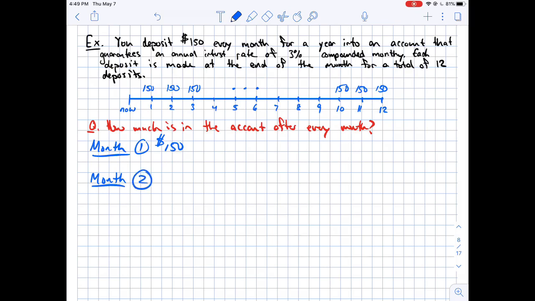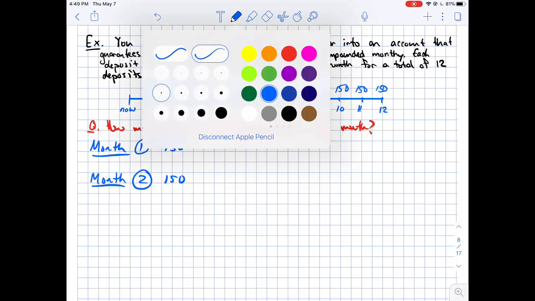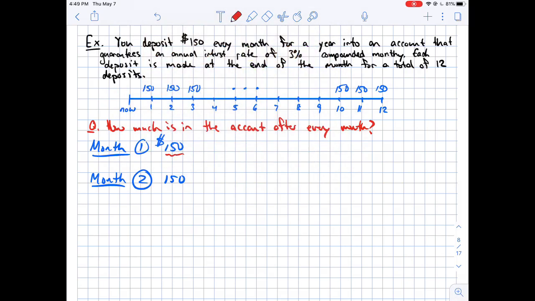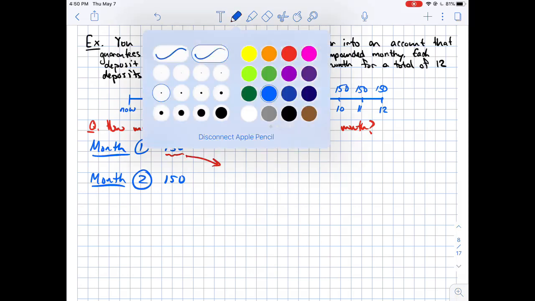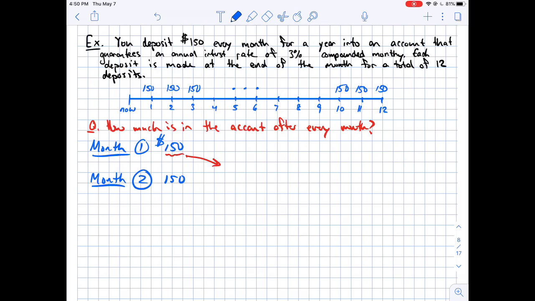There are going to be two things to consider. First off, we're going to make another payment of $150. That's going to be this second payment. But then also, the $150 that we put in at the end of the first month is going to be earning interest. How much is that $150 going to be worth by the end of the second month? It will have been in there for 1 month, earning interest of 3% compounded monthly for that 1 month.